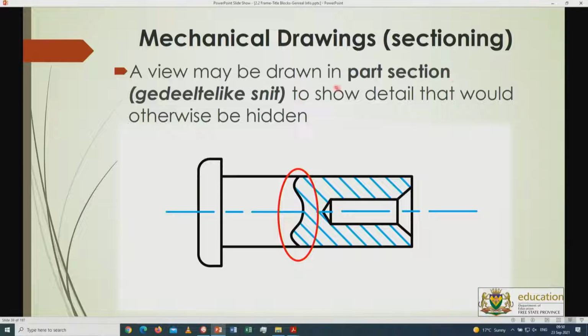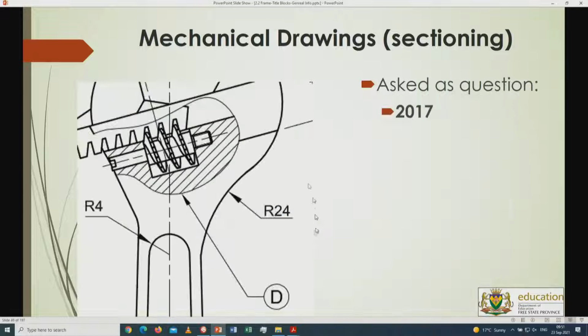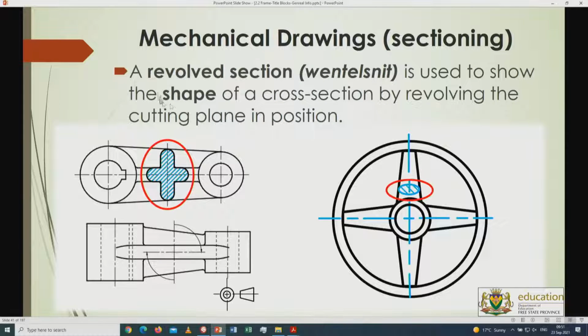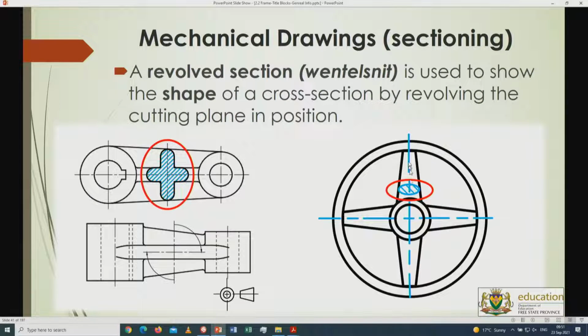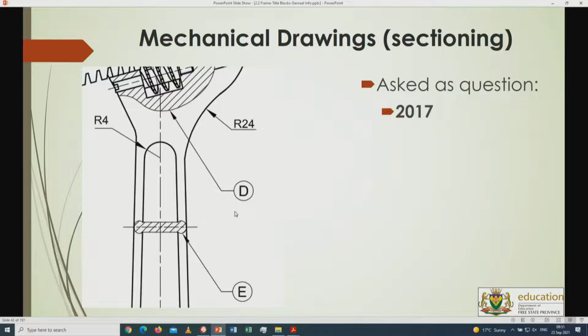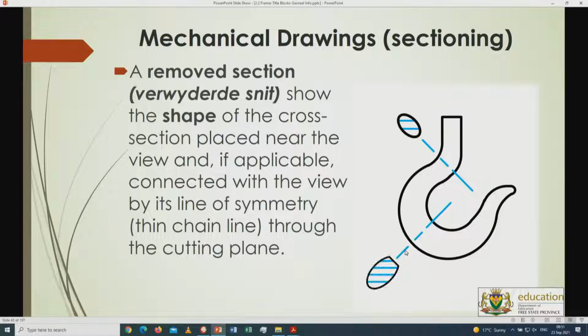Then part sections, the learner should know what this is. The examiner is asking what is shown by this part over here. It's part section, in Afrikaans gedeeltelike snit. So in that case, it's a portion being taken out, and that's the part section that you get there. All right, this is revolved sectioning. That is revolved, in other words, showing the profile. In 2017, it was asked what was shown over there. So that's revolved sectioning. This is removed section, or in Afrikaans verwyderde snit. Removed sectioning.